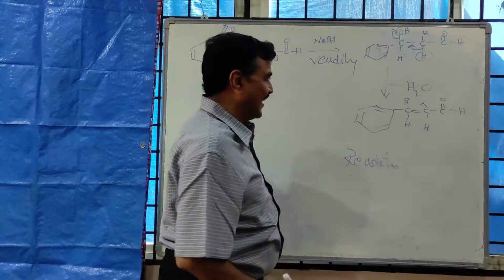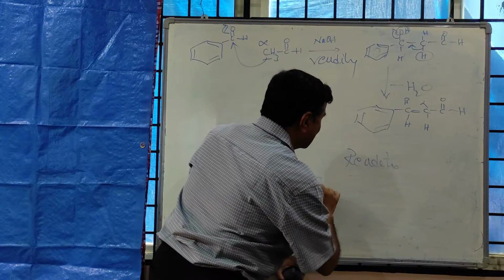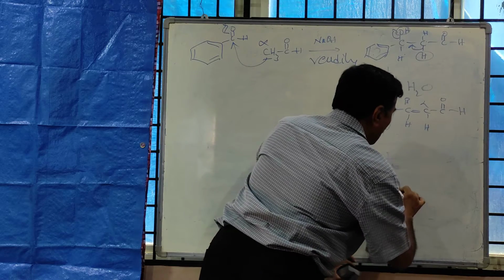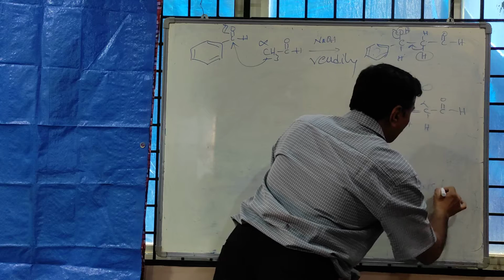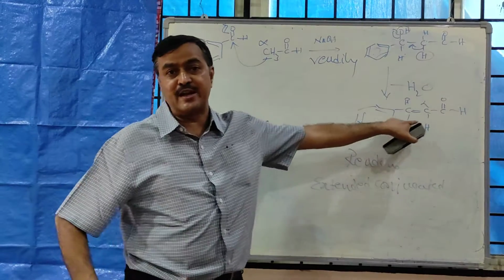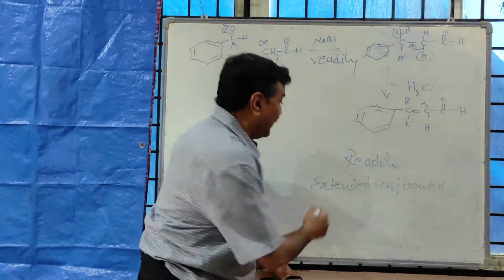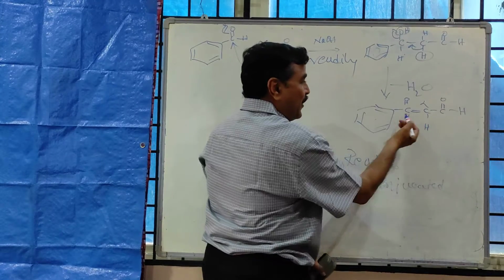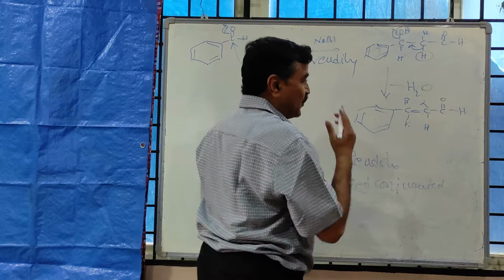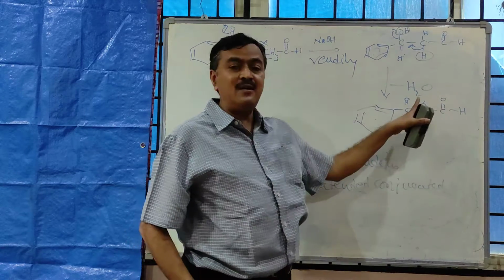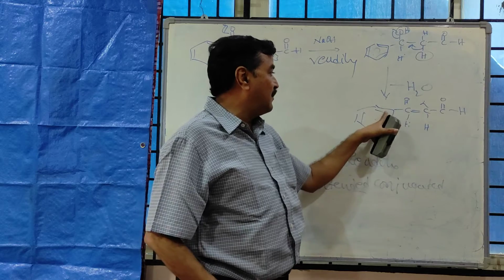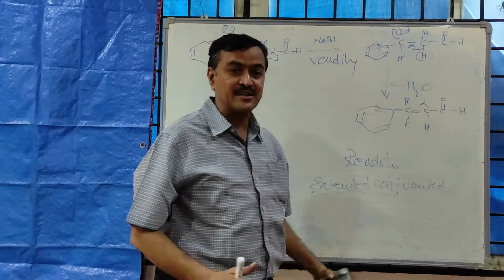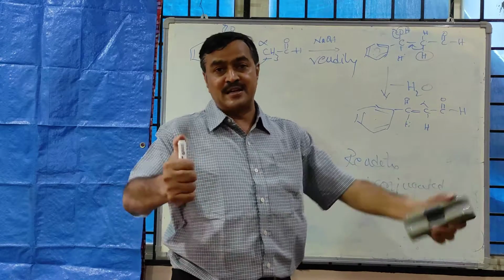Why? The reason is this has extended conjugation. In the previous case I told you it is conjugated. Conjugated with what? The double bond is conjugated with the C double bond O, whereas here it is extended to the benzene. The double bond conjugation is extended to the benzene. Look here: double bond, single bond, double, single, double, single, double, single, double, single. This extended conjugation makes it more stable.